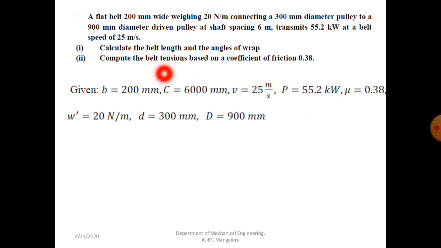And power to be transmitted is 55.2 kilowatt. Then one more thing is given, the coefficient of friction, that is 0.38. Here also the coefficient of friction is same for both the pulleys. If it is different, you have to calculate the capacity based on the larger pulley as well as the smaller pulley, by finding which value is minimum, that is e to the power mu l theta l or e to the power mu s theta s. Out of these two, one value will be minimum, but here it is same, that's why always the e to the power mu s theta s value is minimum, you have to consider that value.